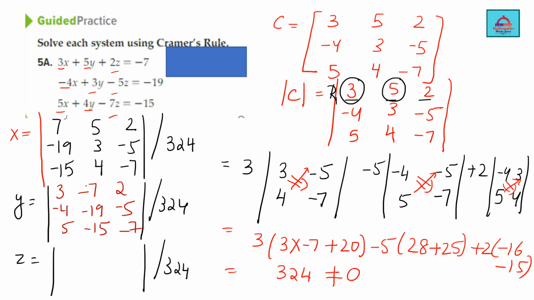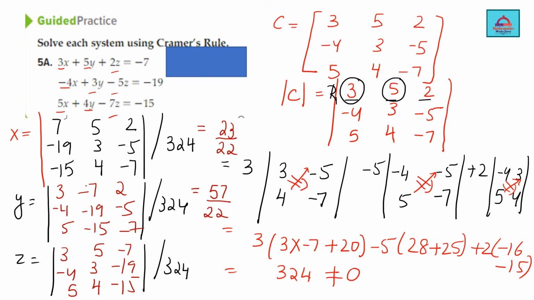You first write the coefficient of x, y, and then the numbers. So 3, negative 4, 5, 5, 3, 4, and negative 7, negative 19, negative 15. So you can evaluate the determinant, and the value of x will come out to be 23 by 22. The value of y will come out to be 57 over 22.